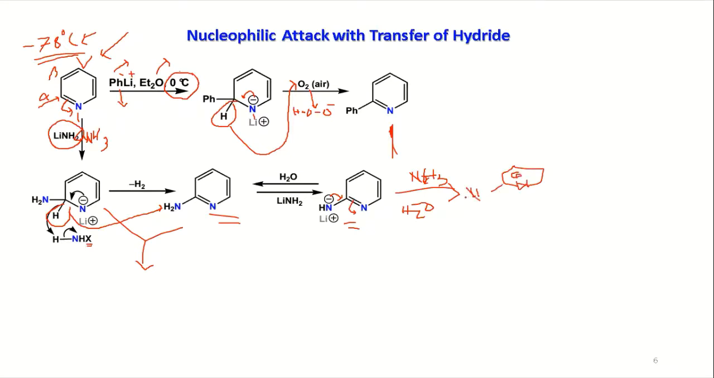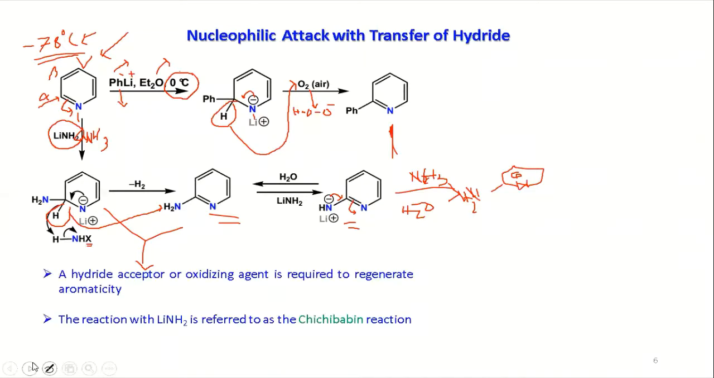Now this reaction is a name reaction, the reaction of lithium amide with pyridine, always at the alpha position, where you have the amidation. The hydride acceptor or an oxidizing reagent, as I told, like oxygen, is required for regeneration of aromaticity. So lithium amide reacts at the alpha position, and the reaction is known as the Chichibabin reaction. This is a named reaction, and sometimes we see it in the exams.